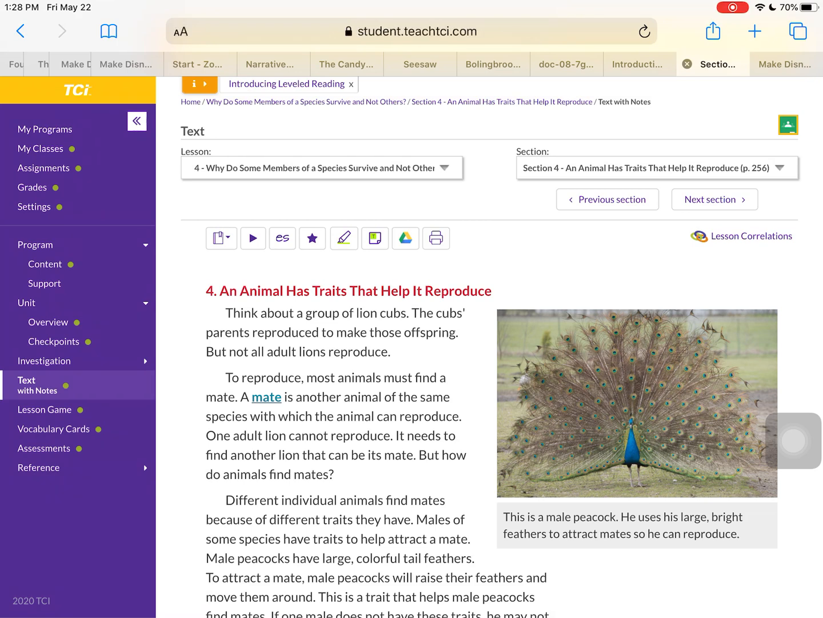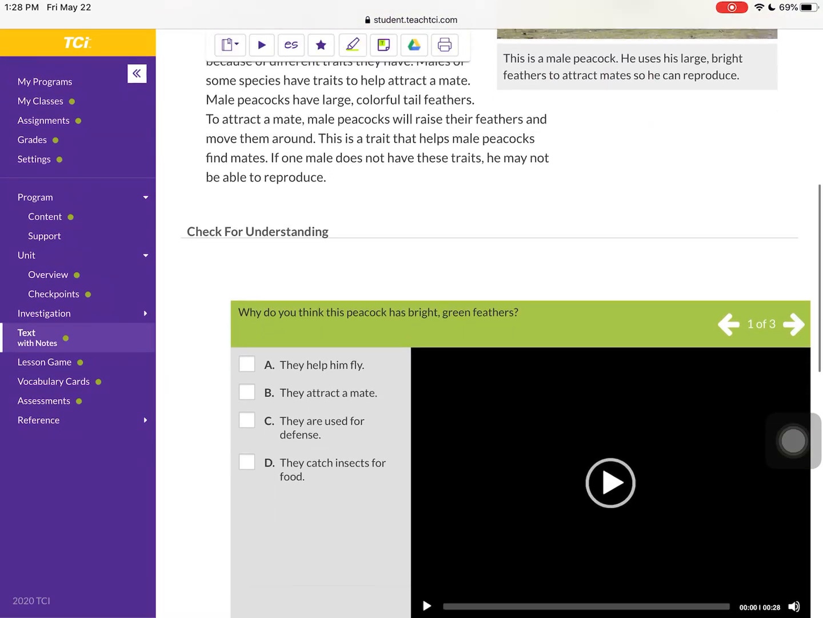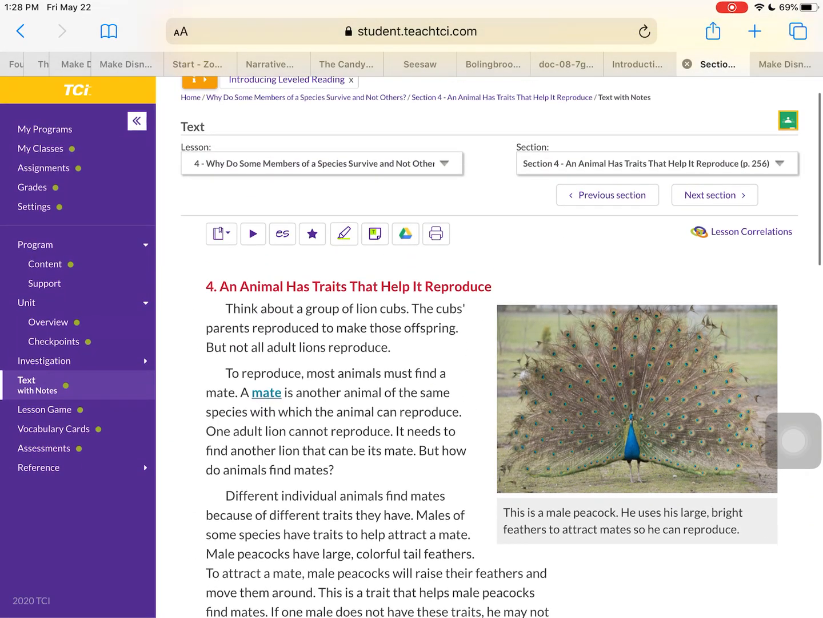I am not sending mine to Notability today because my Notability is not cooperating. So, I'm just going to read it from TCI, which is fine because when you're done, you're just going to do the check for understanding.